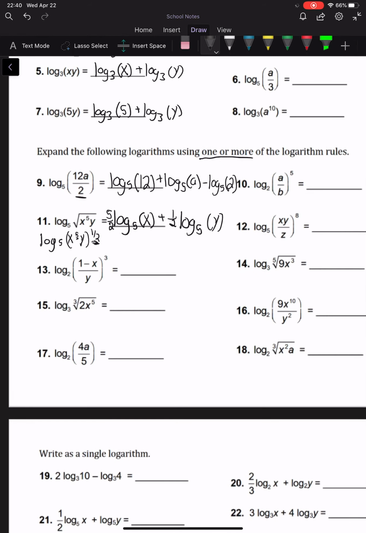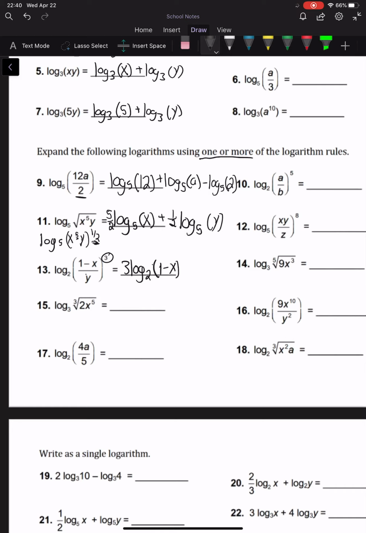Our next question, number 13. So we have that 3 here. We're going to bring it up front. So we're going to have 3 log base 2. And there's nothing to simplify with the 1 minus x, so we're just going to keep that as 1 minus x. But now we could do our next part.